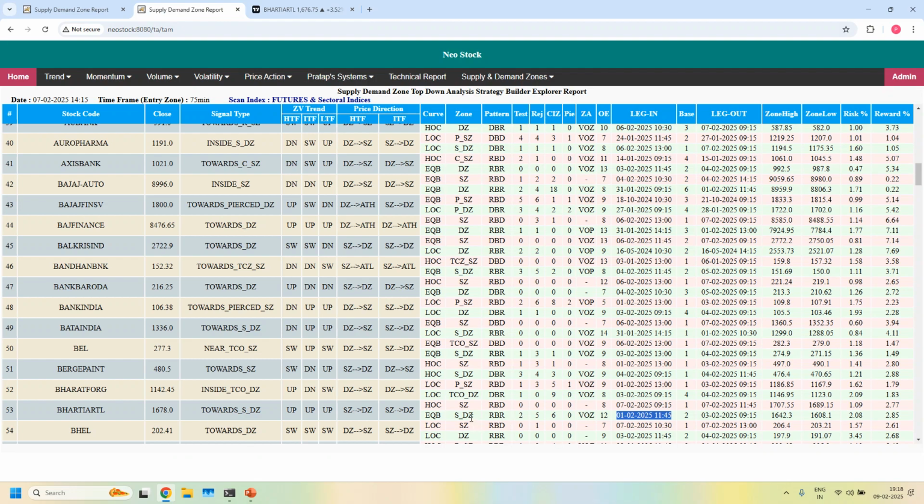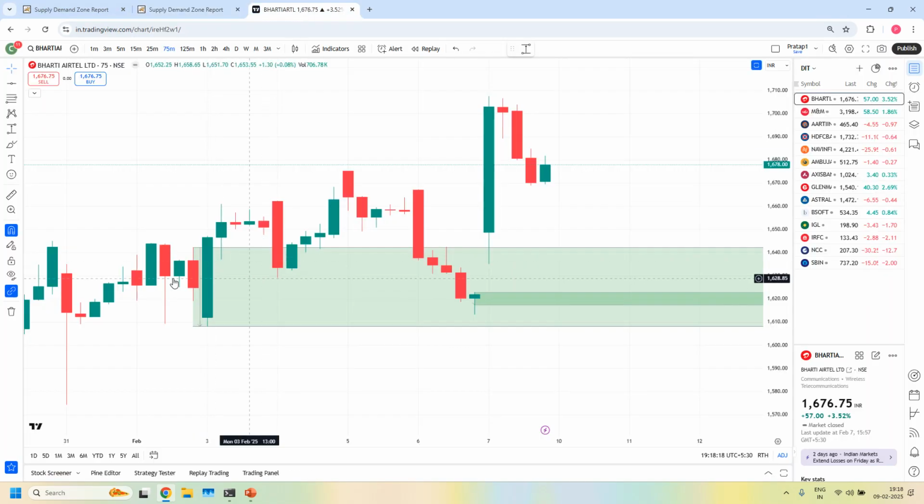See here, Bharti Airtel, the failed ERC is a rally. See, it identified it as a rally-base-rally. This is a rally, failed ERC as a rally, because of dynamic view. Software always uses dynamic view. From the dynamic view point of view, it is rally, rally, rally. And finally, the whole thing is like this.